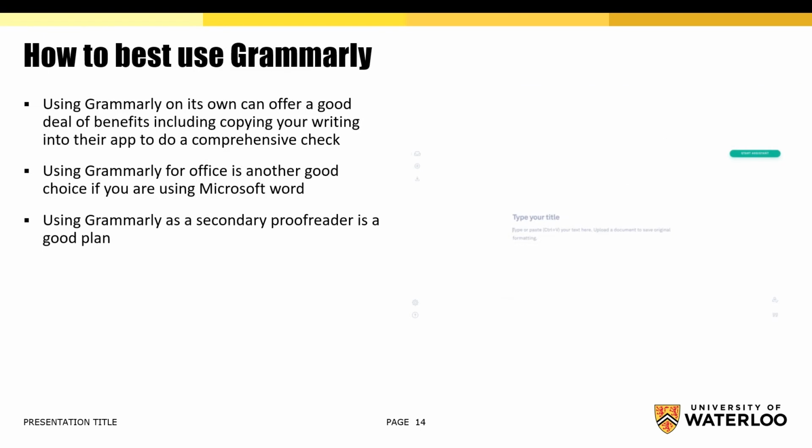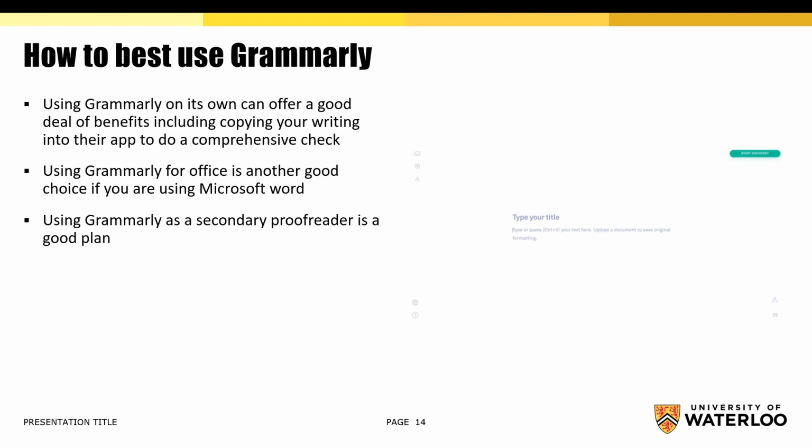Using Grammarly on its own can offer a good deal of benefits, including copying your writing into their app to do a comprehensive check. Using Grammarly for Microsoft Office is another good choice if you are using Word directly. Grammarly for Office checks out 4 categories of suggestions: clarity, correctness, engagement, and delivery.